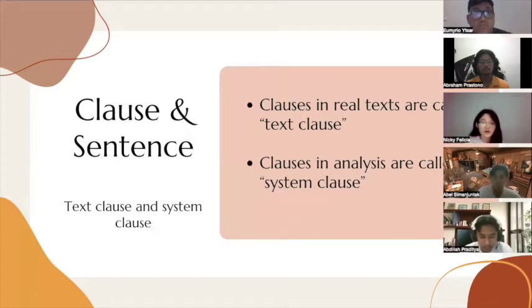And now, after the major properties of main clause and subordinate clause, there are also text clause and system clause. So the first one, text clause. Clauses in real text are called text clause. We can recognize these clauses in novels, newspaper, poems, academic textbook, and even the transcript of conversation. The second one is clause in analysis that are called system clause, capturing the fact that in analysis it is to establish a system of grammar, and clauses are part of the system.